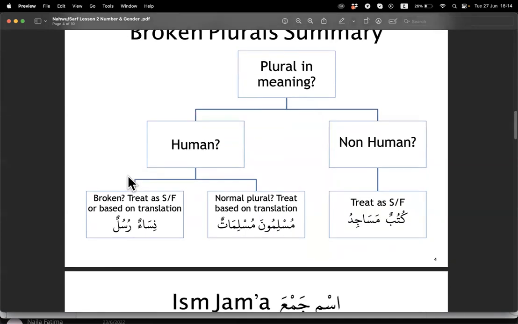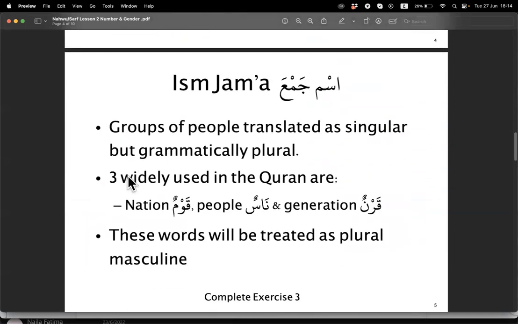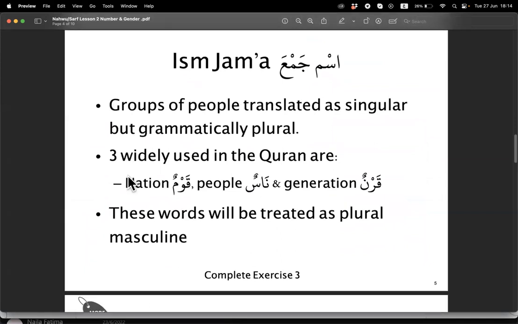One more thing, we have Ism Jama. There's actually a lot of Ism Jama in the Arabic language, but we learn three for now. We have Qawmun, like we say kaum, nation. And then we have Nasun, people, and Qarnun, generation.